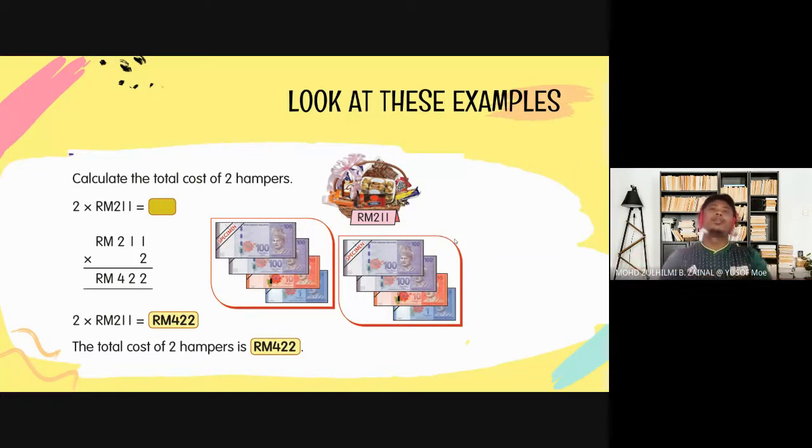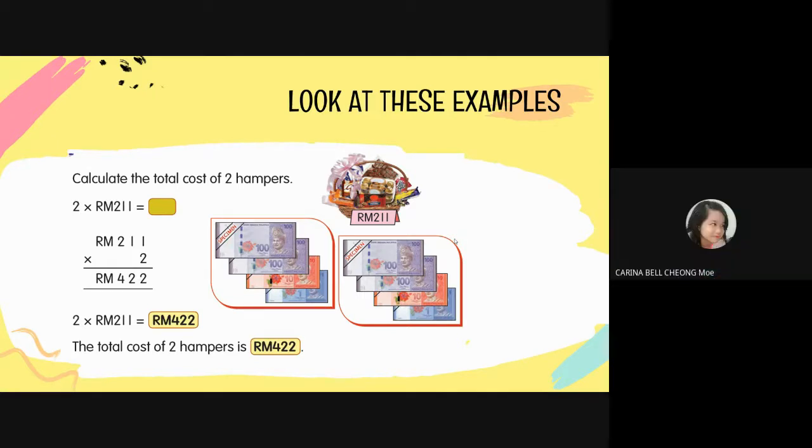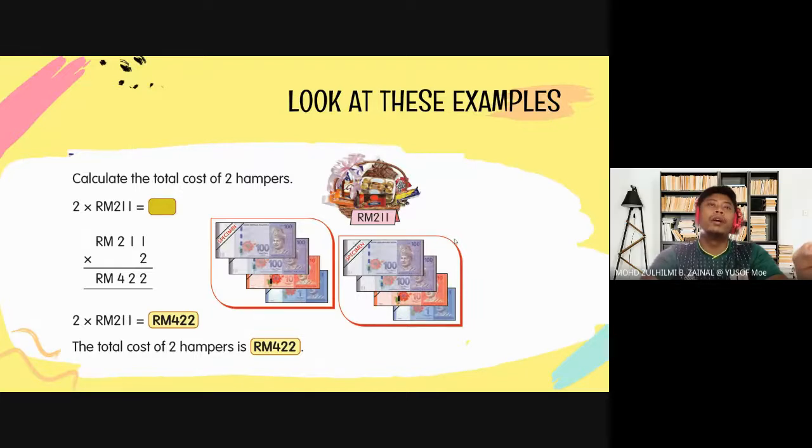This one you can also find in your textbook, but don't worry, no need to look at your textbook. You can simply look at my slide here, and you can easily find how to calculate, how to do multiplication. You remember? Good.